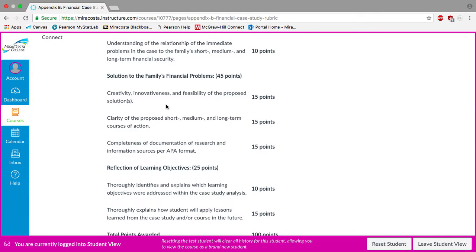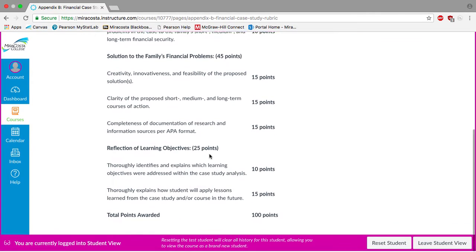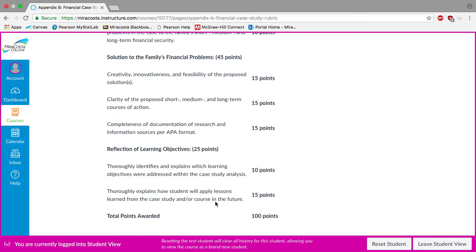For the solutions to the family's financial problems, this is worth 45 points, and it focuses on the solutions itself that you propose, how they align with the short, medium, and long-term courses of action, and again, integrating textbook material or any secondary source, whether it was provided through the course or that you found on your own, and again, using APA format. Note, this third piece is the reflection of your learning objectives.